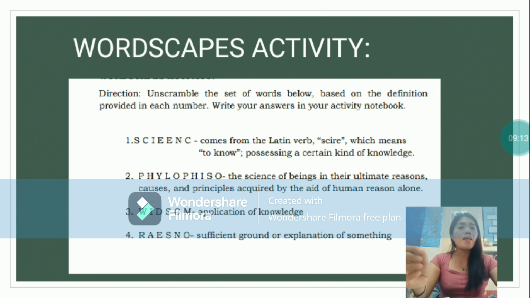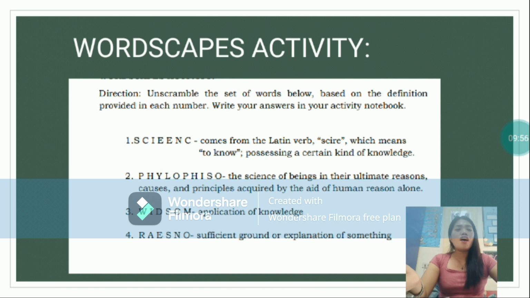Number 1, blank comes from the Latin verb scire, which means to know, possessing a certain kind of knowledge. Number two, blank is the science of beings in their ultimate reasons, causes, and principles acquired by the aid of human reason alone. Number three, blank is an application of knowledge. Number four, blank is a sufficient ground or explanation of something. Okay, so it's just very easy for you because some of the words are very obvious.